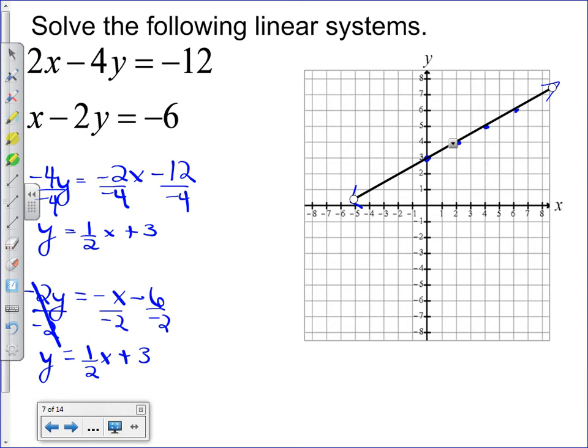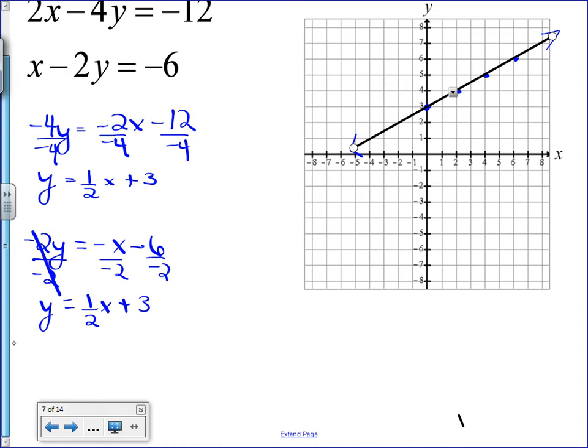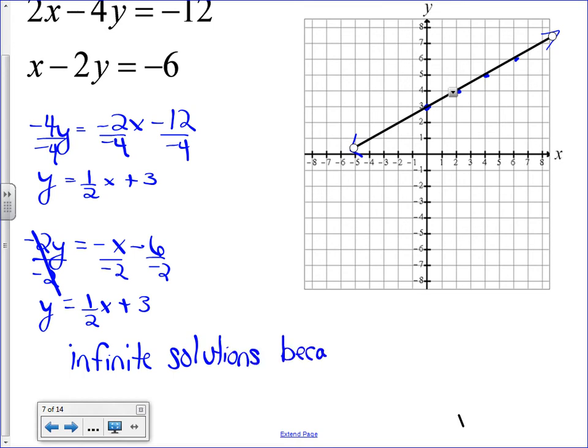So if I were to ask you, how many solutions does this have? We would say it has infinite solutions because the lines coincide, which means they're one on top of the other.